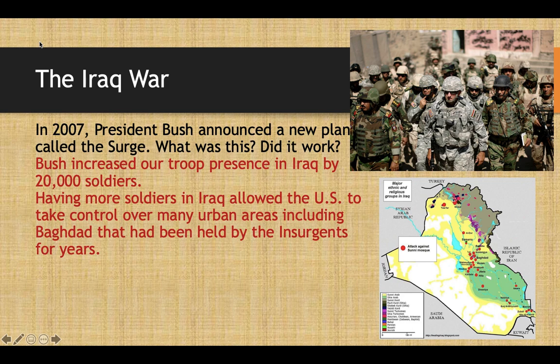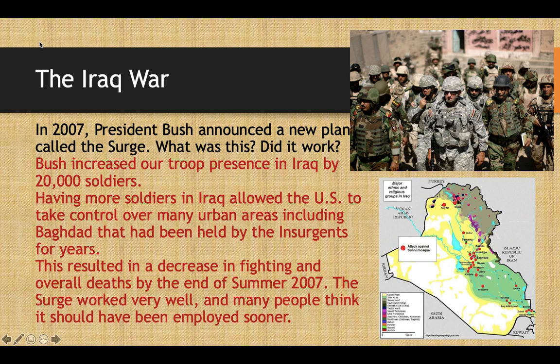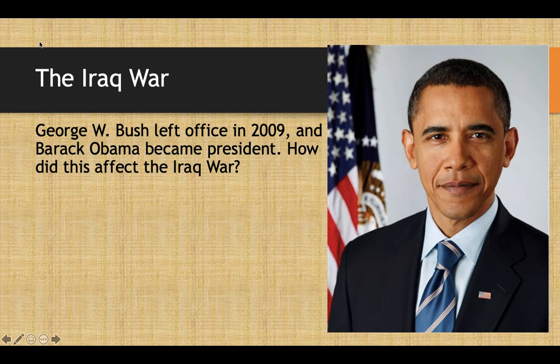It worked marvelously well. Having more soldiers in Iraq actually allowed the U.S. to take over a lot of urban areas, including Baghdad, that had been held by the insurgents for years. This was a huge success. It resulted in a decrease in fighting and overall deaths by the end of the summer of 2007. So the surge worked very well, and many people actually think it should have been employed sooner. I mean, if we had employed the surge 3 years earlier, the war could have been over much sooner. It's possible. So the surge was very successful.